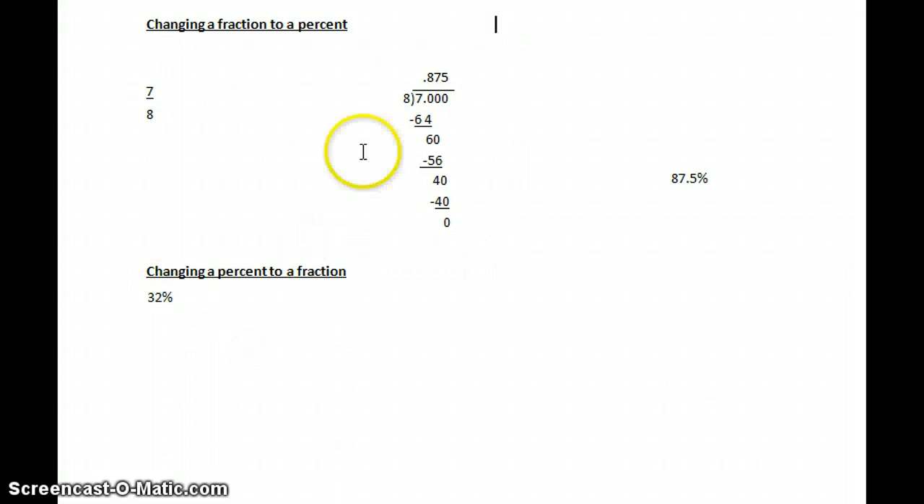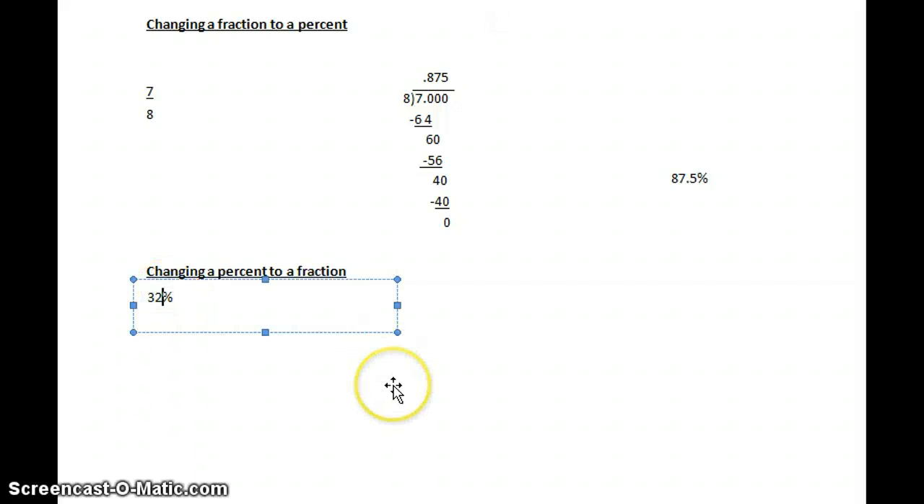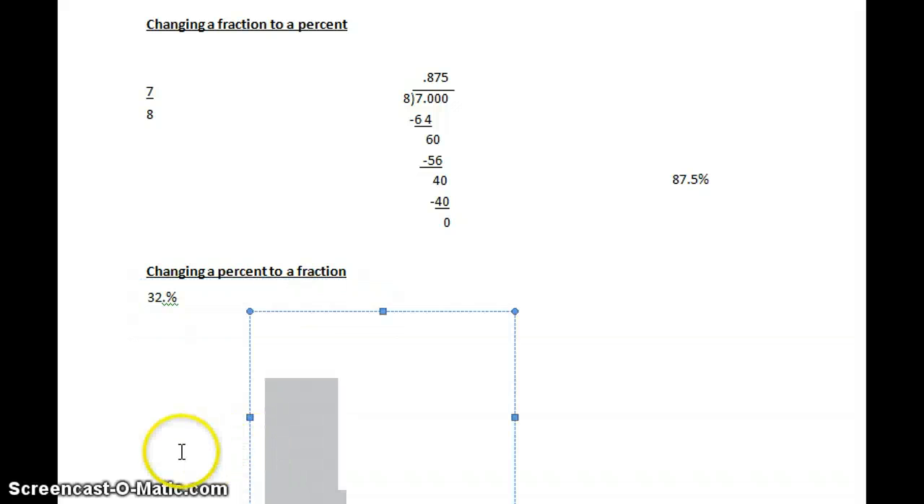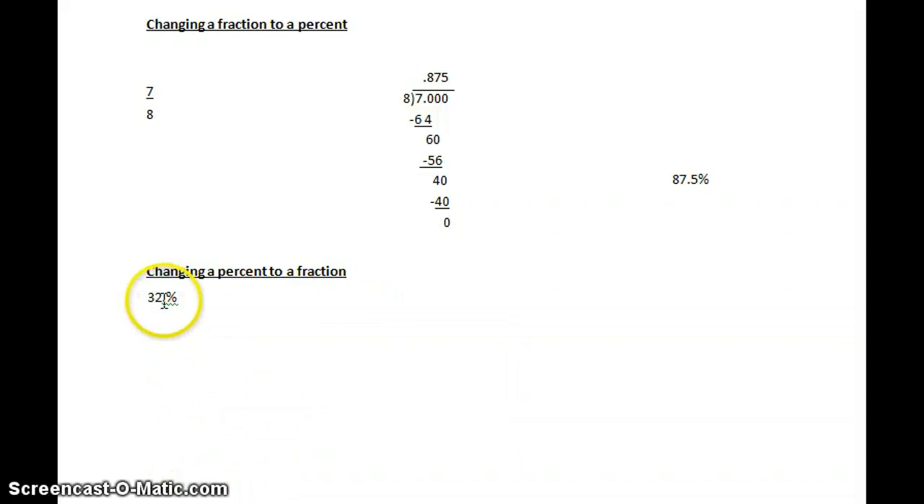Now, if I'm going from percent to fraction, I take my 32% and I have to first change it into a decimal. Up here, changing a decimal to a percent, I move the decimal 2 places to the right. When I'm doing the opposite, I do the opposite. So 32%, it's understood that the decimal is right here. On a whole number, it's not shown. So I would move that decimal 2 places, in this case to the left.